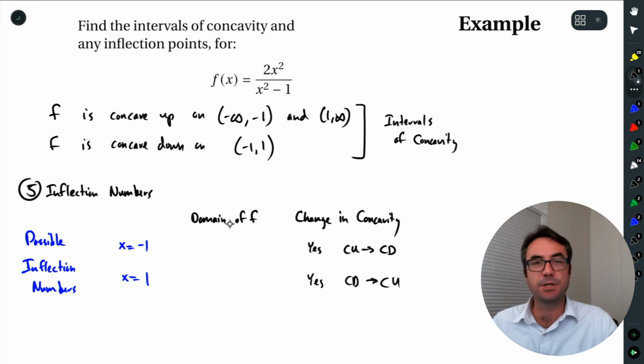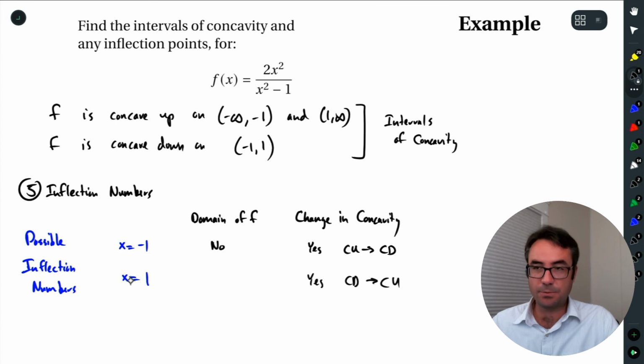What about the domain of our function? Well, let's take -1 and just try plugging it into this original function. And when we do that, we get 2 times -1 squared on the top. So that's just 2. And then we get -1 squared minus 1 on the bottom. But -1 squared is +1. And +1 minus 1 is 0. So if we try to plug -1 into this function here, we get division by 0. The function's undefined. So no, -1 is not in the domain of our original function because division by 0.